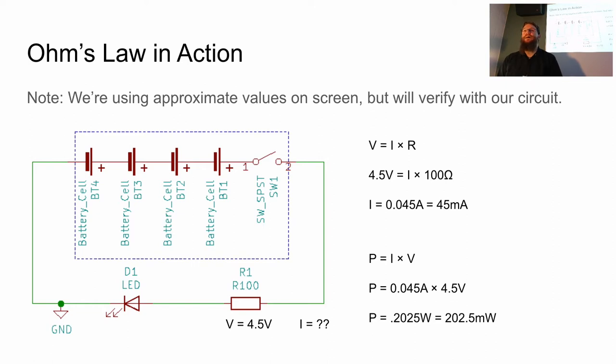LEDs will also have current ratings but not power ratings, because they're likely to explode just from current, and their voltage is pretty much constant for whatever light level they're at. So it's technically a power rating, but it'll show up on data sheets as just current.